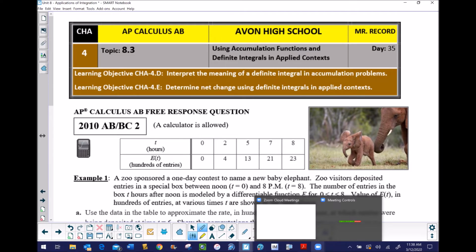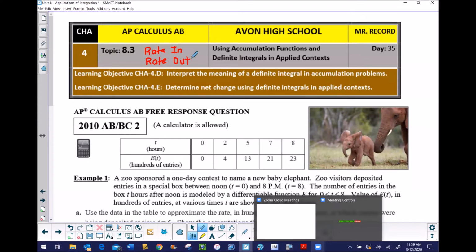This is an old AP question, as you can see, from the year 2010, and it's one of our rate in and rate out problems, and that's what you can kind of see here. If you read the topic title, it says using accumulation functions and definite integrals in applied context. This is almost word for word the same lesson that we had about midway through Unit 6. And we kind of call these rate in, rate out. Basically, you get some information about the rate of change of something coming into the process, and then there's a rate that's leaving the process, okay?